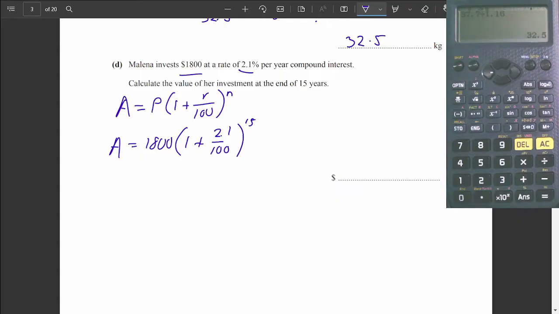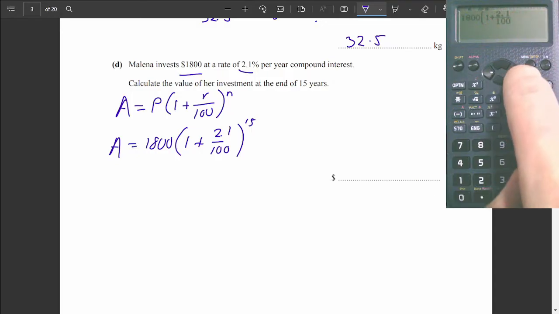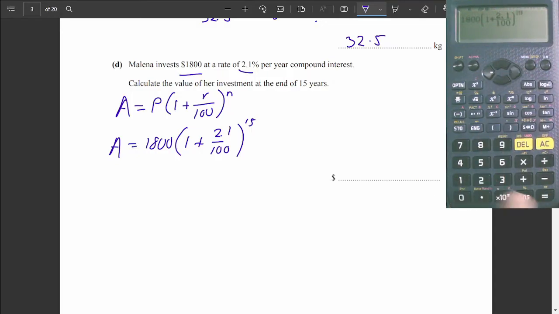Let's see what that looks like on the calculator. 1,800 times (1 plus fraction 2.1 over 100) to the power of 15. Okay, which gives us an answer of 2,458.54 3, etc. Now this is not an exact answer, so we can round it to 3 significant figures, which is 2, 4, there's an 8, so we round that to a 6, 0.